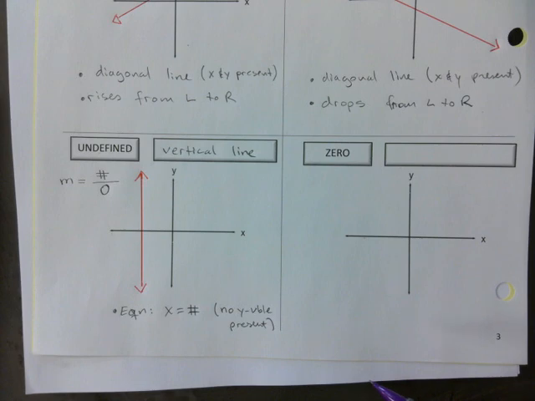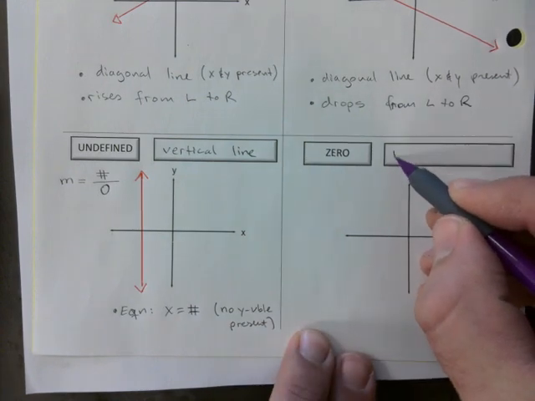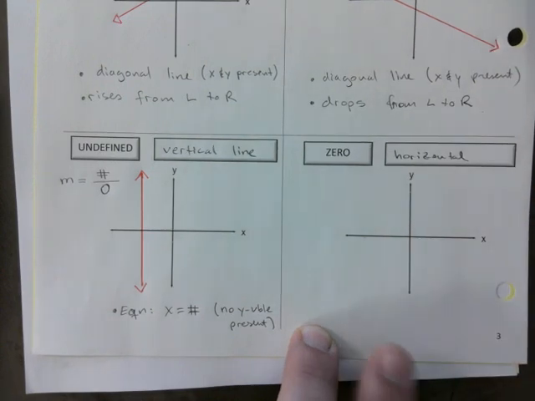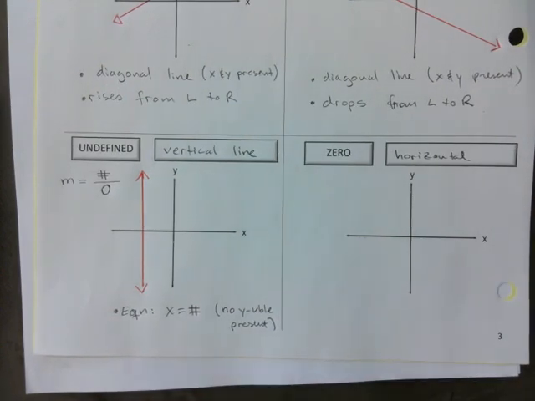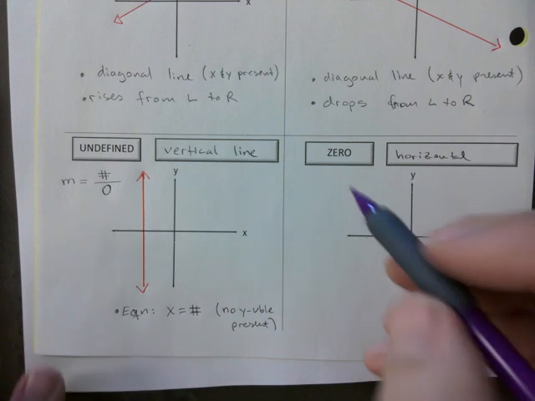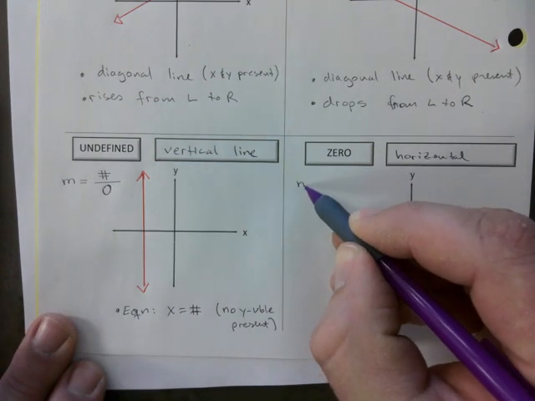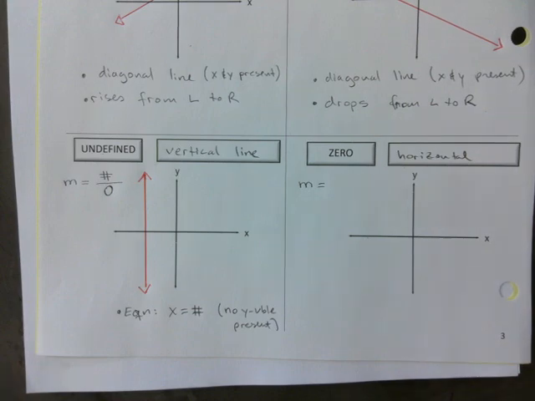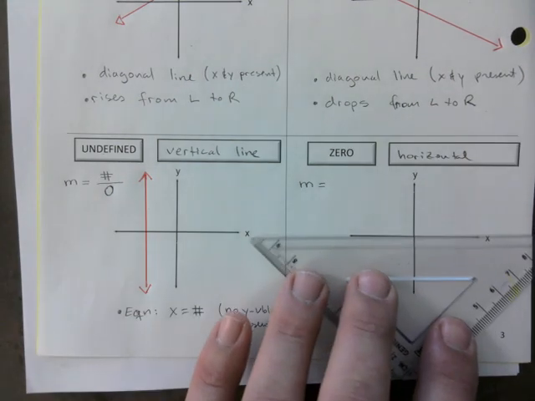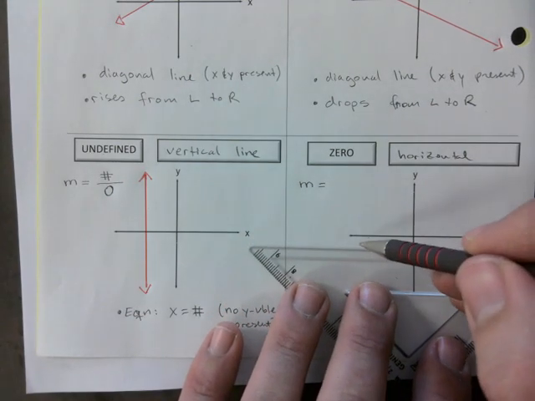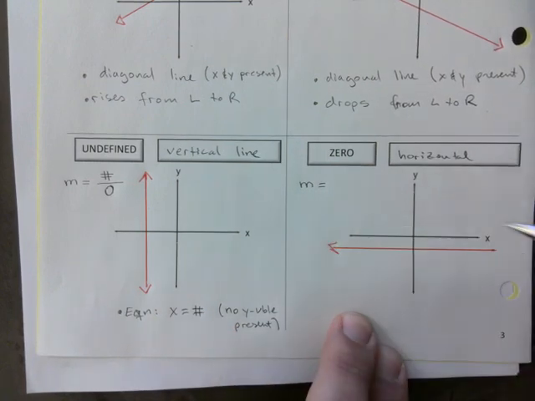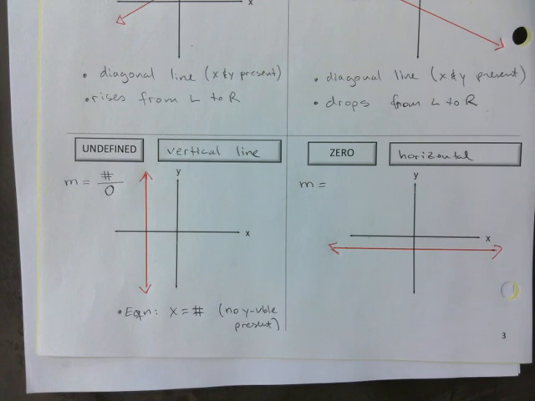Then you have the zero slope. It's a horizontal line. This would be like the equation of the min or max. Remember that one? So if you were to calculate your slope here, let's first draw our line. I'm just going to grab a random place and draw that red line. There you go.